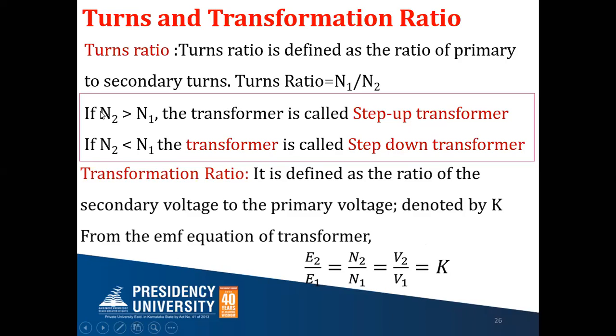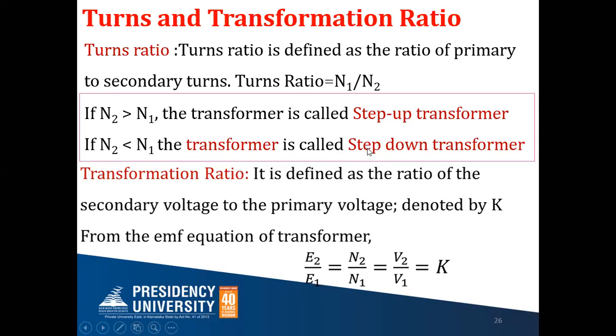So the number of turns in the secondary is more. That kind of transformer we call a step up transformer. If it is opposite, if the number of turns in the secondary side is less, we call it a step down transformer. In a step down transformer, the number of turns in the secondary side will be less, so the voltage in the secondary side will be less. That kind of transformer we call a step down transformer.